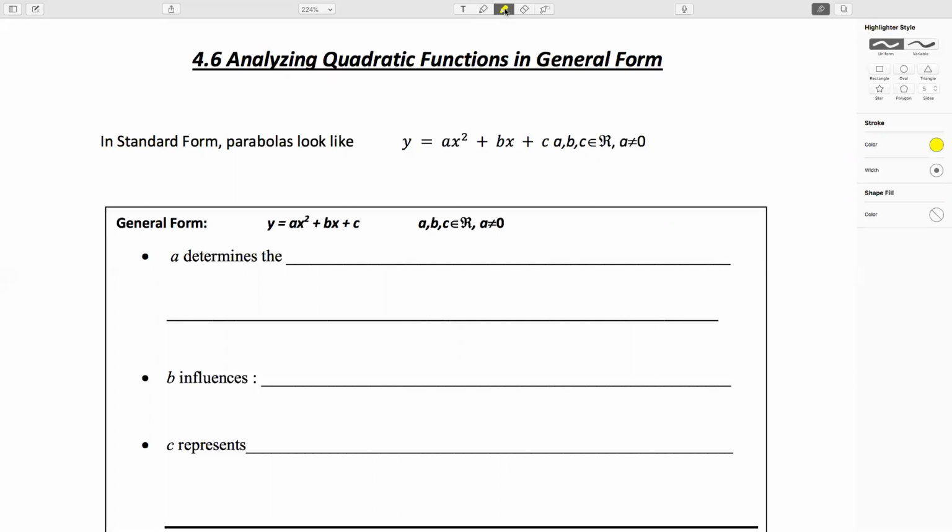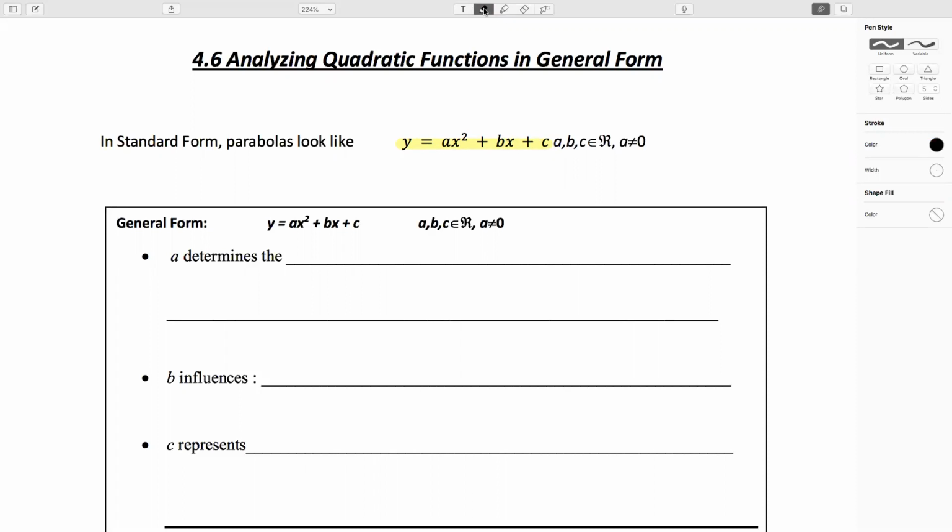So we're going to start out by just defining what general form looks like. Sometimes it's also called standard form. It's y equals ax squared plus bx plus c. Now, a, b, and c are all real numbers, and a can't be 0, because if a is 0, you don't have a quadratic, you've got a straight line.